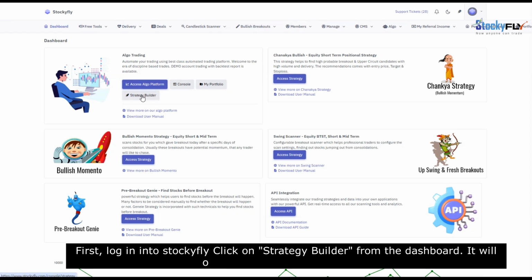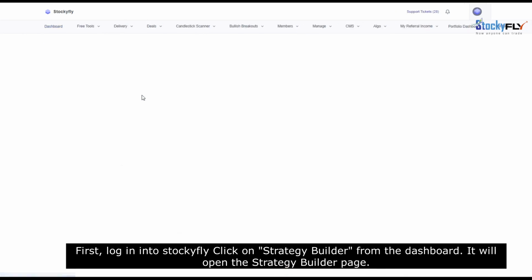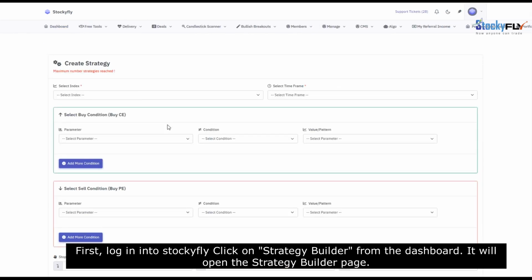Today we are going to learn how to use Strategy Builder and backtest it in a live market. First, log in into Stockyfly. Click on Strategy Builder from the dashboard. It will open the Strategy Builder page.